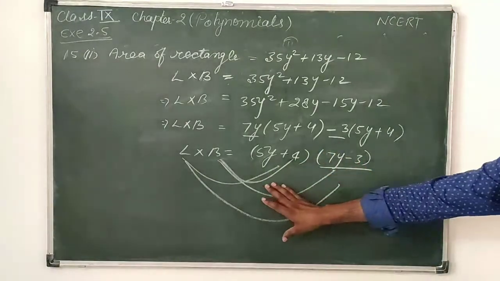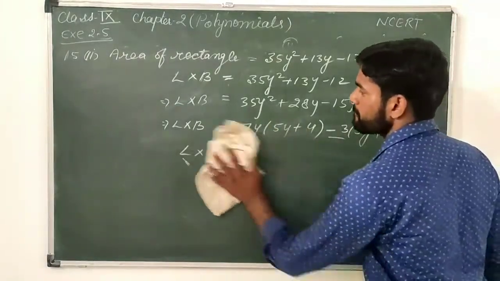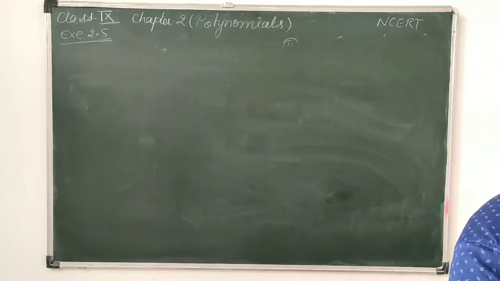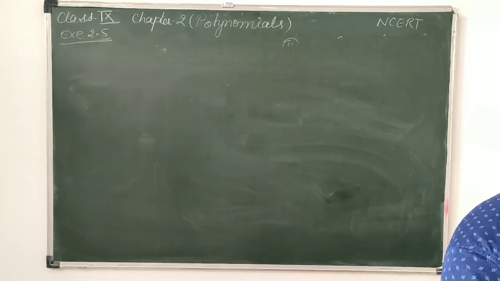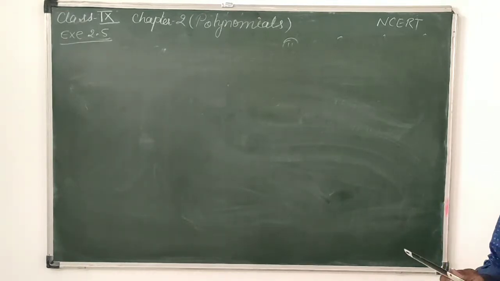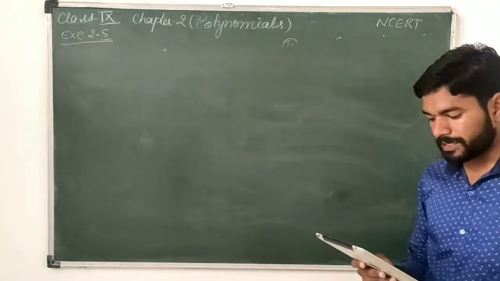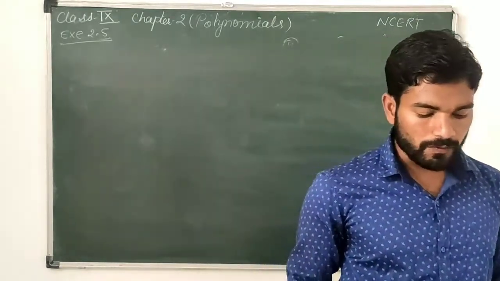Okay, so you will write the next steps. And now I am going to start question number 16, part first. The given question is: what are the possible expressions for the dimensions of the cuboid whose volume are given.